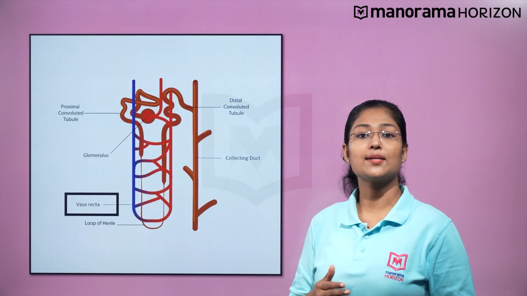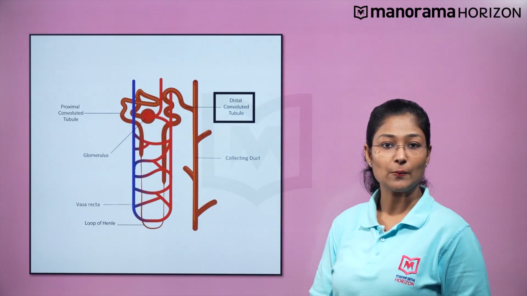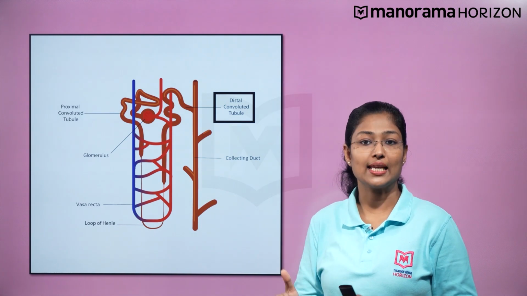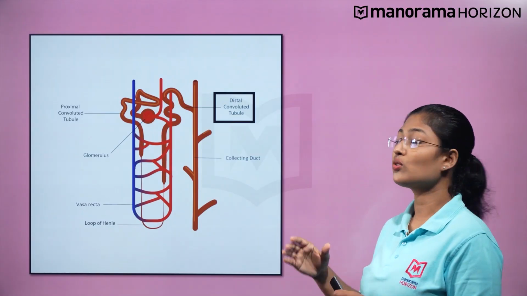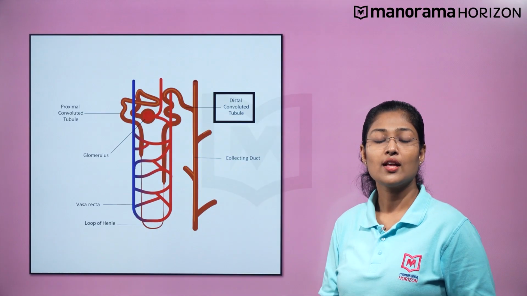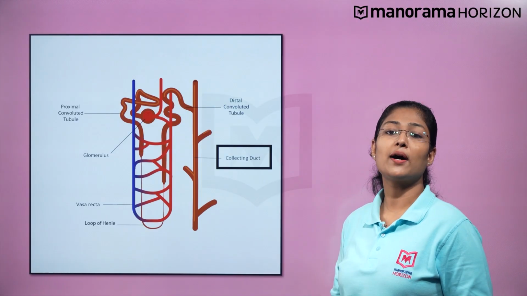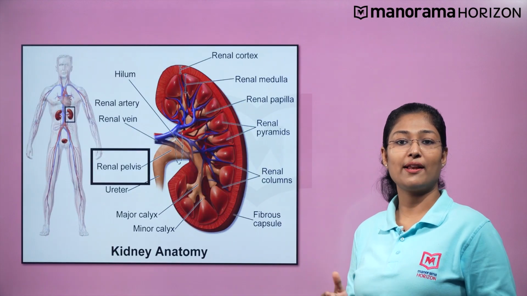Next, we shall discuss the distal convoluted tubule, that is the DCT. It is a highly coiled tubular region after the ascending limb. The DCTs of many nephrons open into the straight collecting tube or the collecting duct. And this structure extends from the cortex to the inner parts of the medulla. And this collecting duct opens into the renal pelvis later.